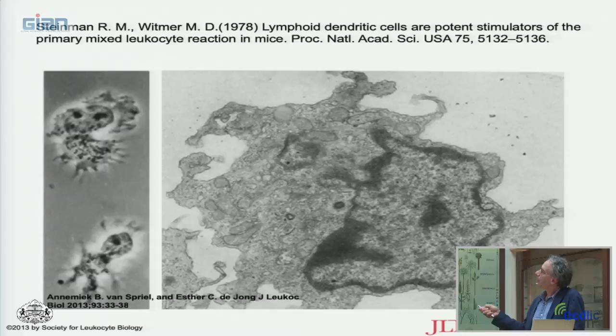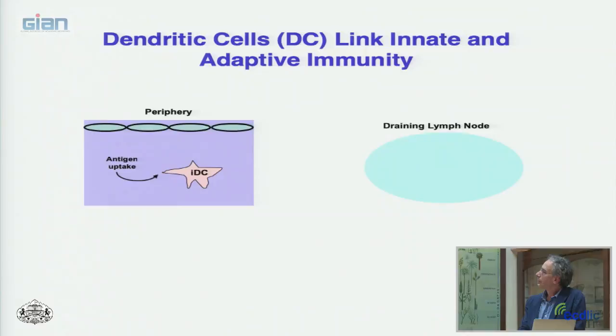So he was the first one to discover these unusual cells in this initial paper in 1978. He found them in lymph nodes. And he found that they were potent stimulators of a mixed lymphocyte reaction. A mixed lymphocyte reaction is mediated by T cells. And these cells that looked like this, they had these dendrites, we called them dendritic cells, were incredibly powerful at turning those lymphocytes on. So dendritic cells, as we all know now, are the key professional antigen presenting cells that link innate and adaptive immunity.